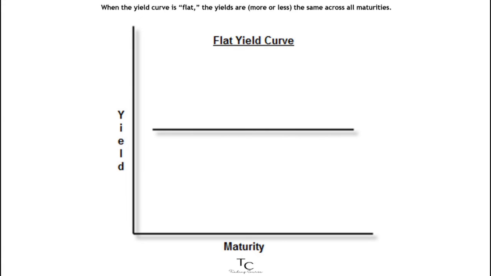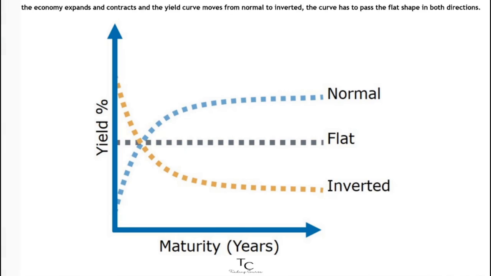When the yield curve is flat, the yields are, more or less, the same across all maturities. This means that you will receive roughly the same compensation for lending your money out for 2 years versus 30 years. You are not compensated for the longer, and therefore, riskier, lending period.